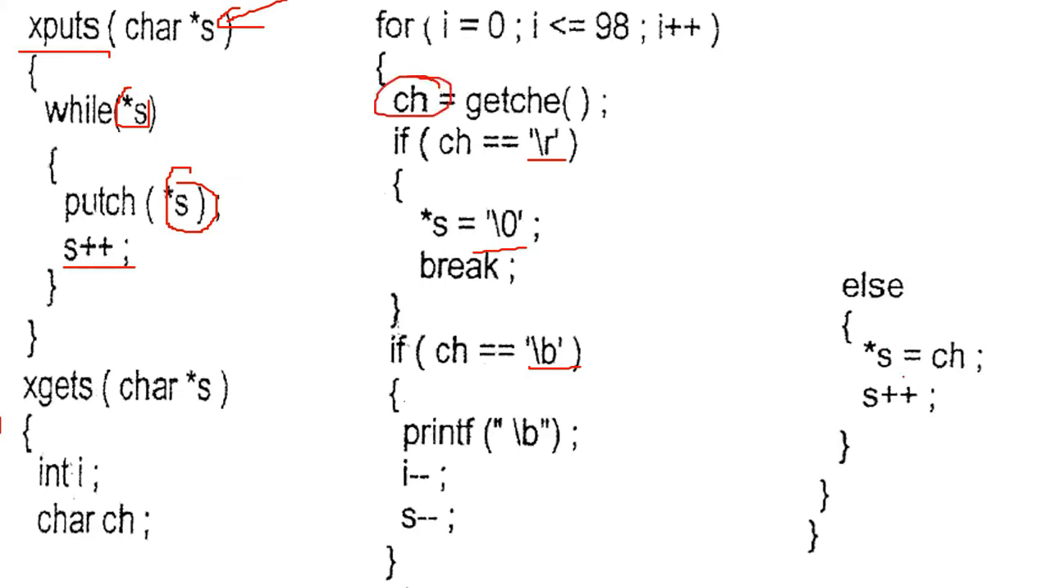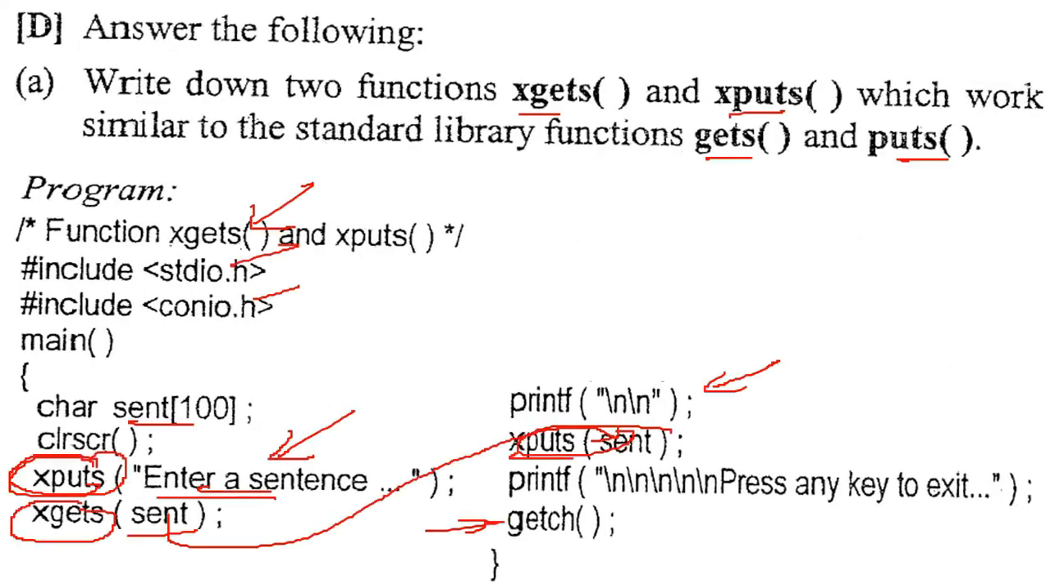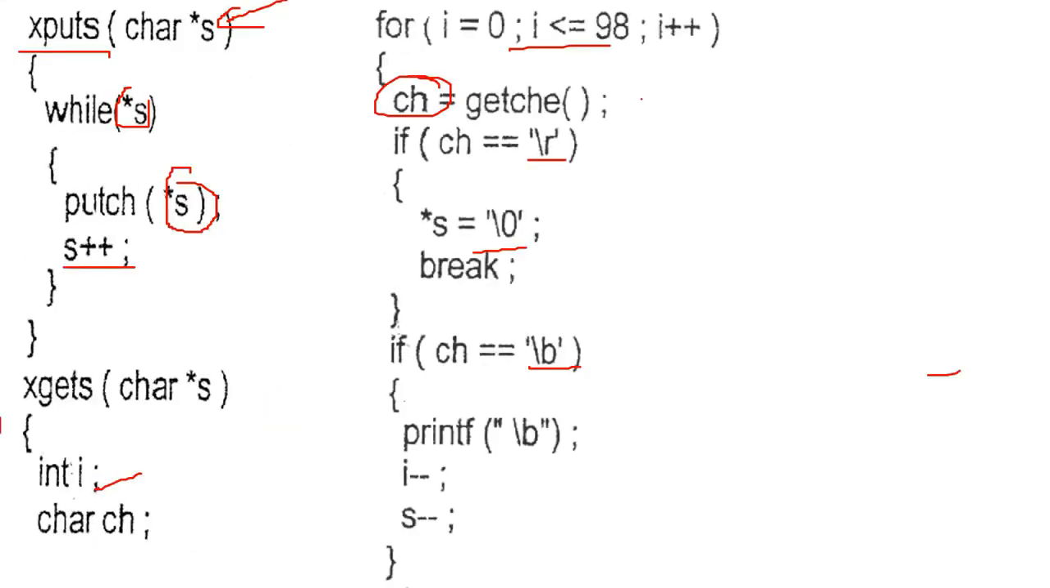So how do we do it? We'll take an integer and a character from 0 to 98, because we are restricting ourselves. The question says to write the function which works similar to the standard library, and we just said okay, we'll take up to 100. So we just limited it. Otherwise, there is no necessity for this. This is just to restrict. Then you take a character.